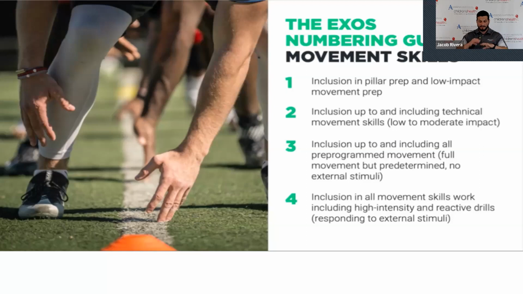Whereas number 4, no restrictions. They have the ability to do both high intensity movements as well as reactive drills responding to external stimuli. This is a really important system that we utilize that helps us to identify what restrictions an athlete has, not only relative to their injury, but relative to their timeline, and also relative to what the doctor's orders are.